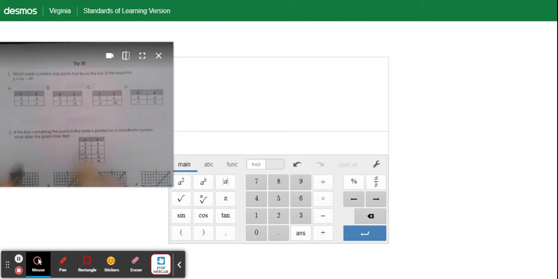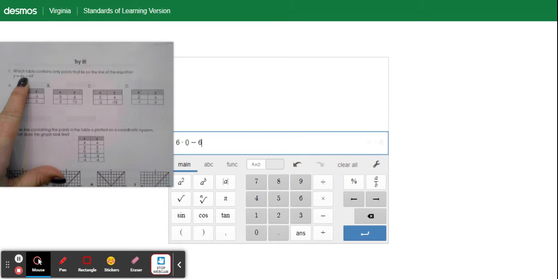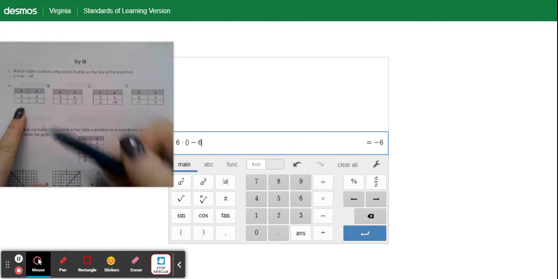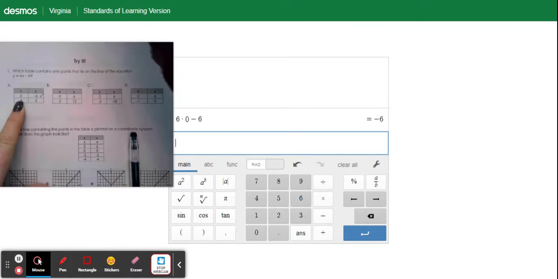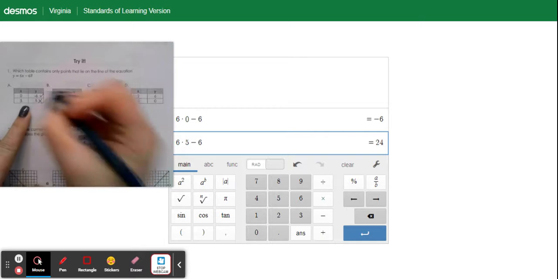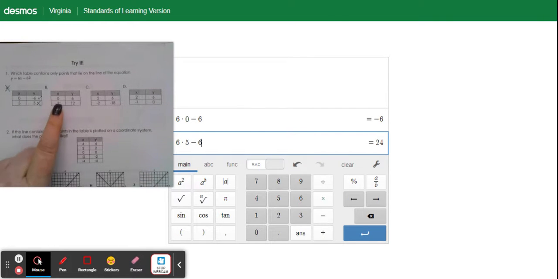If x equals 0, I'm going to substitute in 6 times 0 minus 6. And indeed, y equals negative 6. So let's look at our next value. If x equals 5, what is 6 times 5 minus 6? 24. This does not work. So A is not the correct table of values.